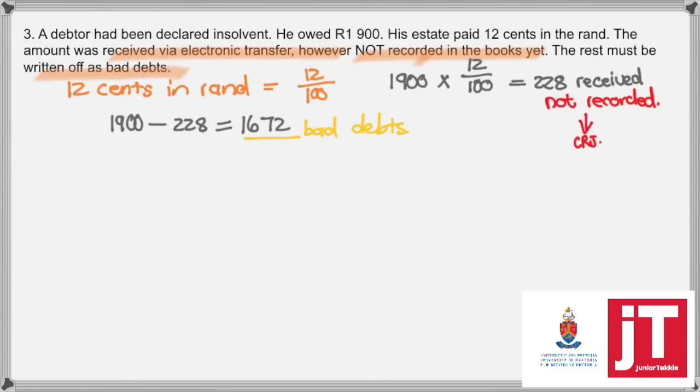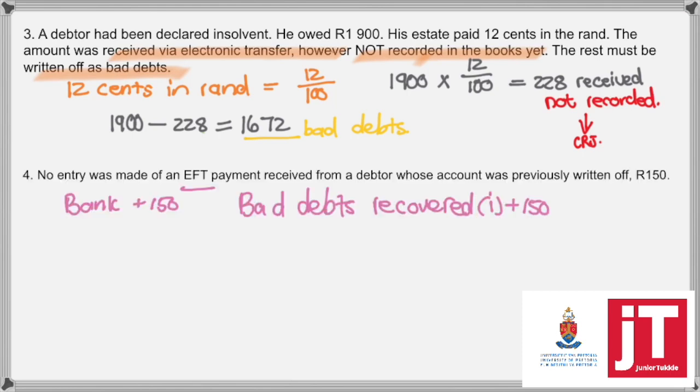Number 3, we have to look at a debtor that was declared insolvent and he owed 1,900 Rand. So the total 1,900 Rand will minus off debtors control. And then the 228 Rand was received in cash, and that will go to bank. And the leftover 1,672 Rand will be written off as bad debts.